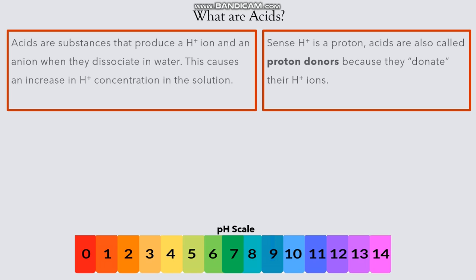Acids, when acids dissociate in water, they produce a hydrogen ion and an anion. This causes an increase in the hydrogen concentration in the solution. That's the equation. So when an acid's placed in water, it'll dissociate into hydrogen and an anion. And since hydrogen is a proton, acids are also considered proton donors because they'll donate their hydrogen ions when they dissociate.